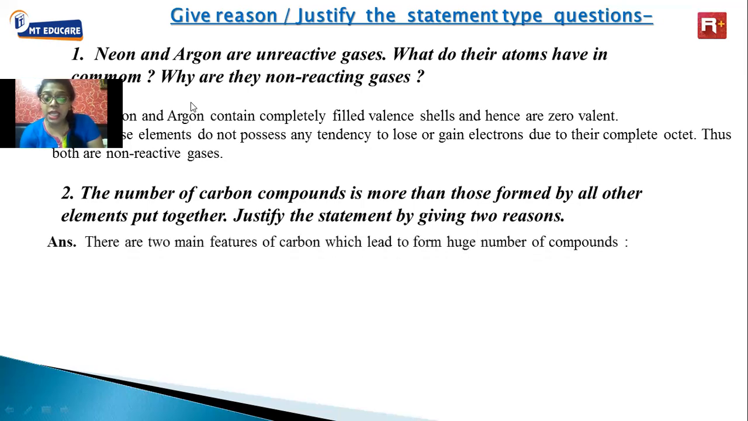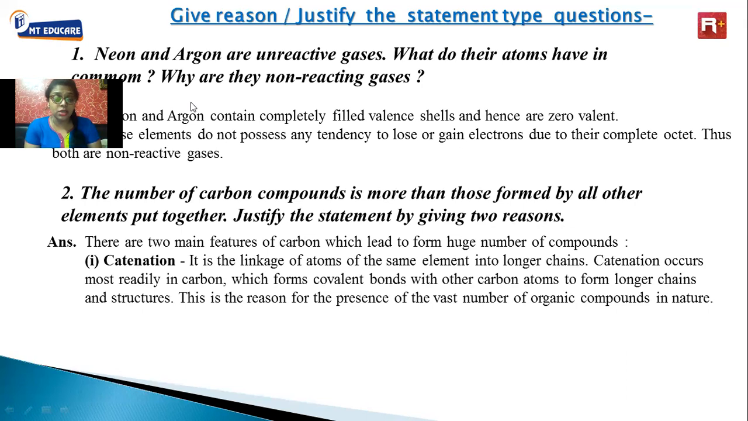The very first property is catenation. What do you mean by catenation? It is a self-linkage property. Carbon has the capacity to form covalent bonds with other carbon atoms to form long chains. This property is called catenation. This is the reason for the vast number of organic compounds in nature, because many long chains can be formed, giving different structures and numerous compounds.